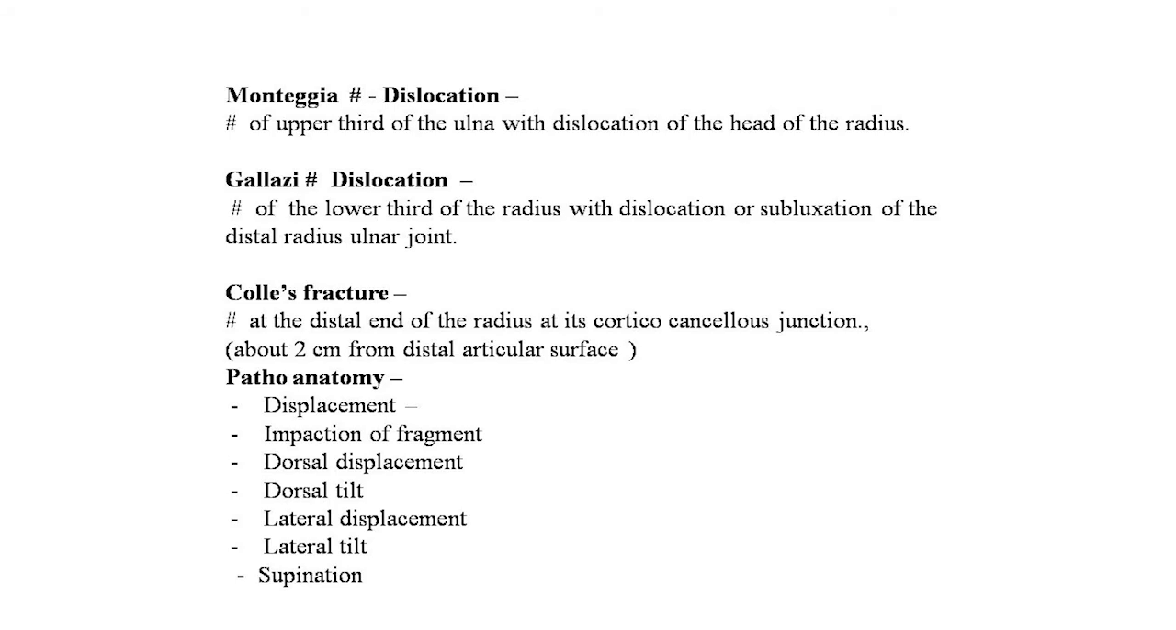Now the next point of this lecture is the Monteggia fracture dislocation. Fracture of upper third of ulna with dislocation of the head of radius is called a Monteggia fracture. Galeazzi's fracture dislocation: fracture of lower third of the radius with dislocation or subluxation of the distal radioulnar joint. Colles fracture: fracture at the distal end of the radius at its corticocancellous junction about 2 cm from the distal articular surface. These are the specific types of fractures in the upper arm.